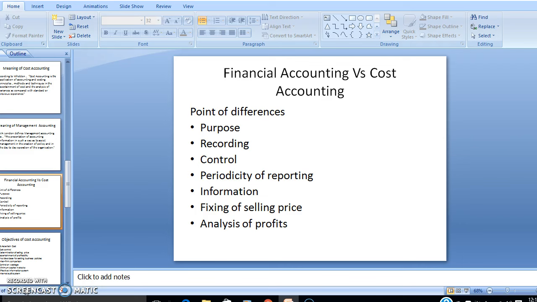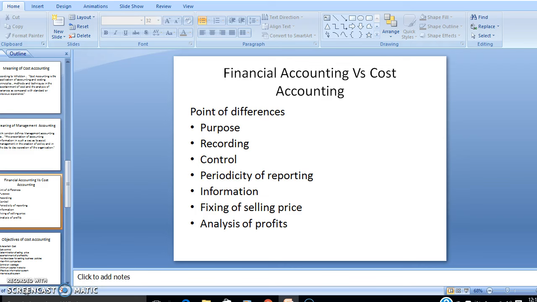Financial accounts are prepared at the end of the year, but cost accounting aims at continuous reporting of cost data and related information for management use at short intervals like daily, weekly and monthly. The next point of difference is information. In financial accounting, the information is provided only in monetary terms. But in cost accounting, the information is both monetary as well as non-monetary, that is units, job, contract, per passenger kilometer, etc. The next point of difference is fixing of selling price.